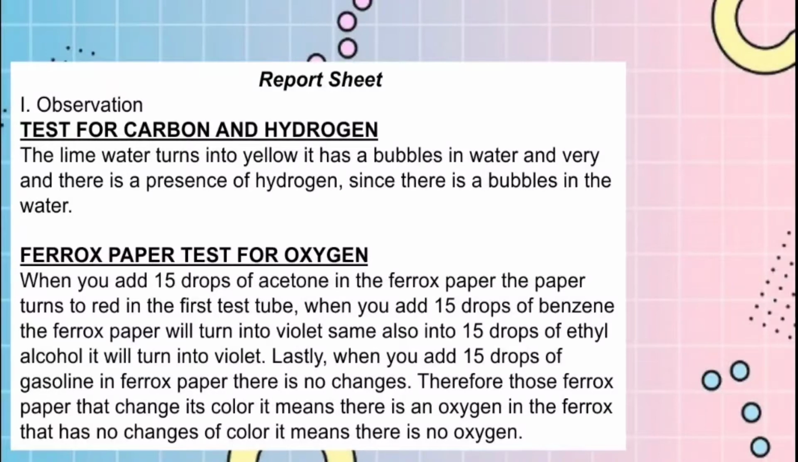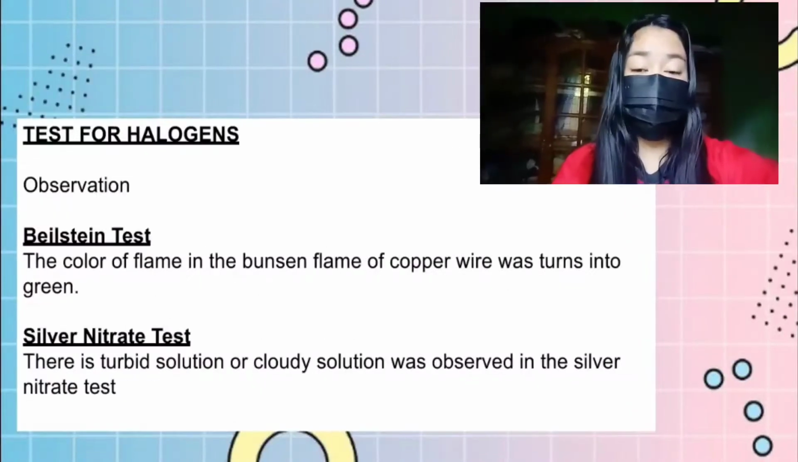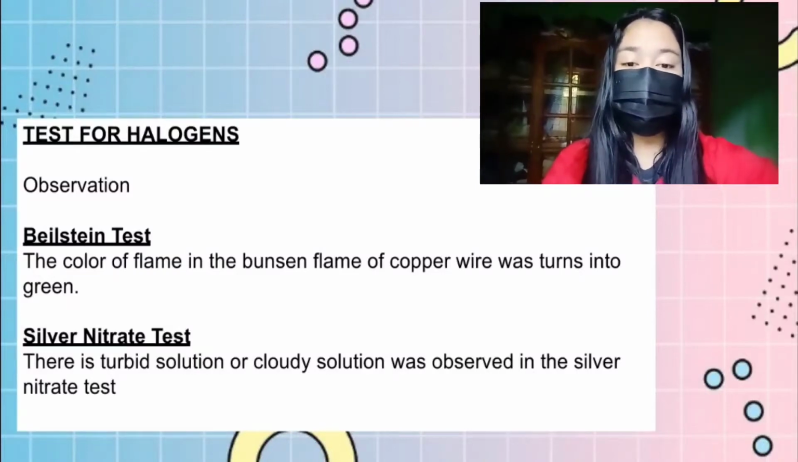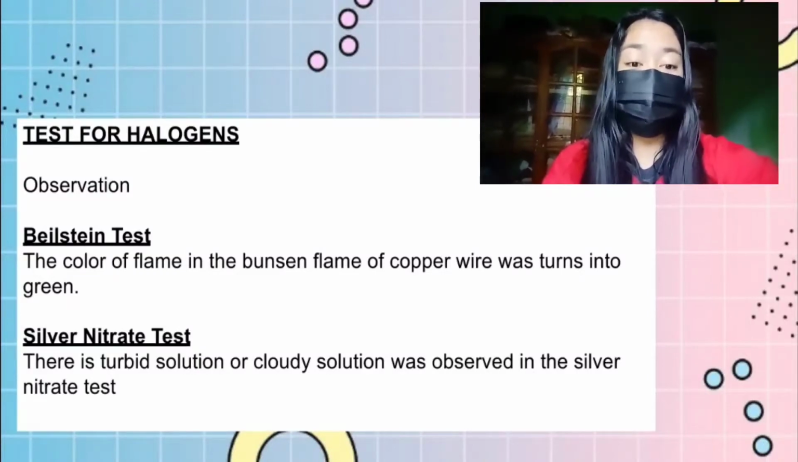Therefore, those Ferrox papers that change color mean there is oxygen; those that have no change of color mean there is no oxygen. Test for halogens. The observation of Beilstein's test: the color of the flame in the Bunsen flame of the copper wire turned green.